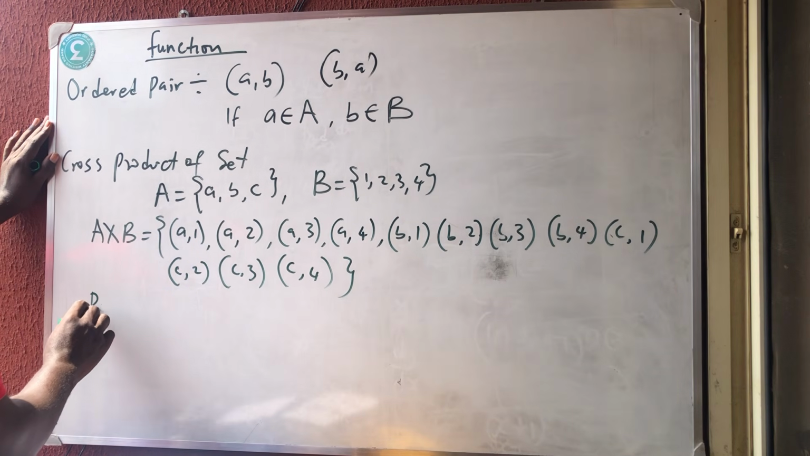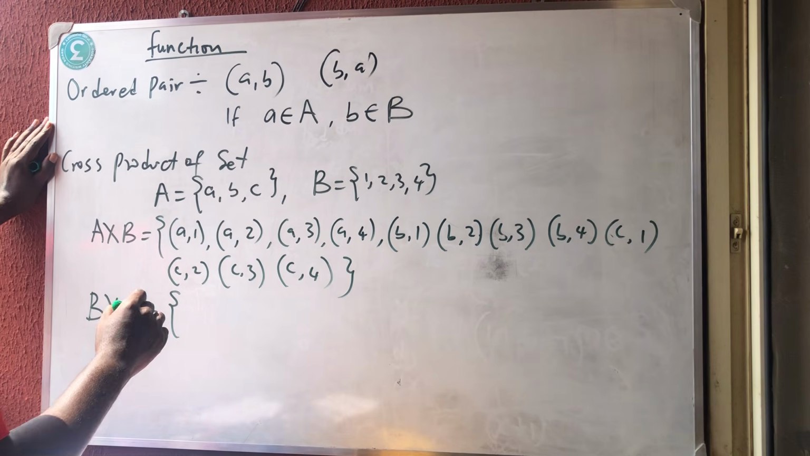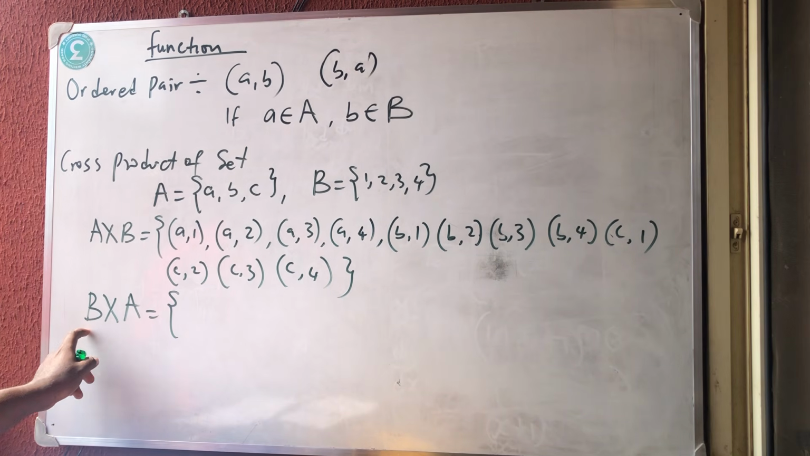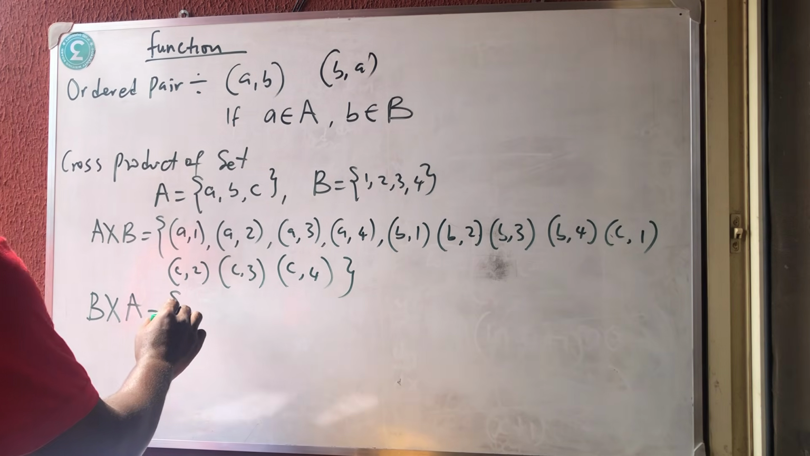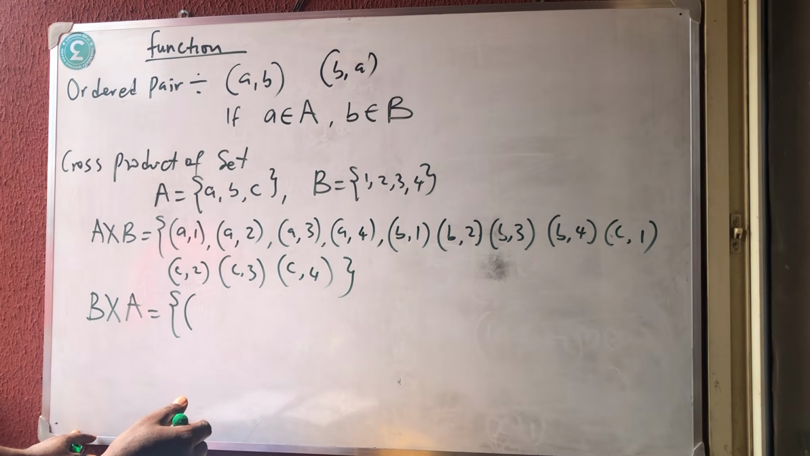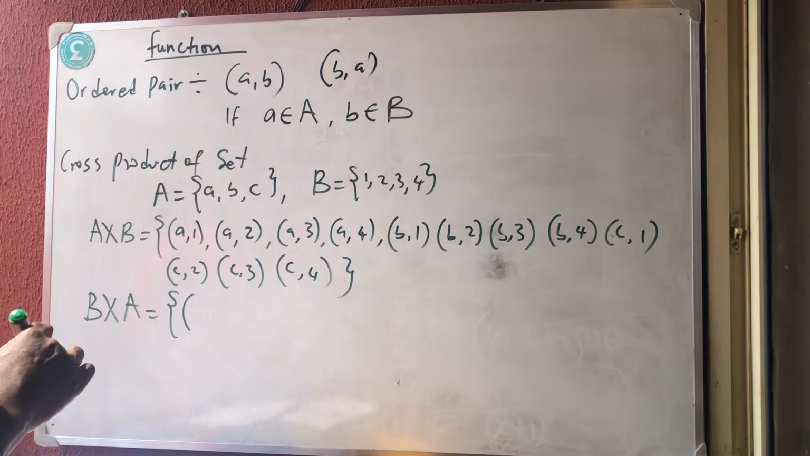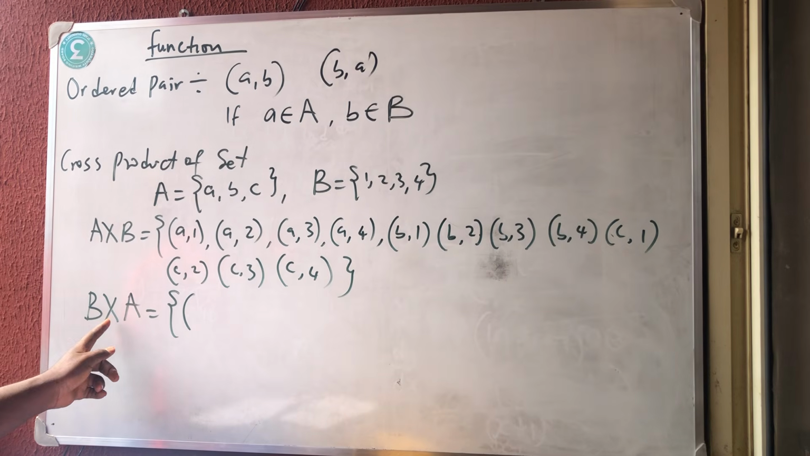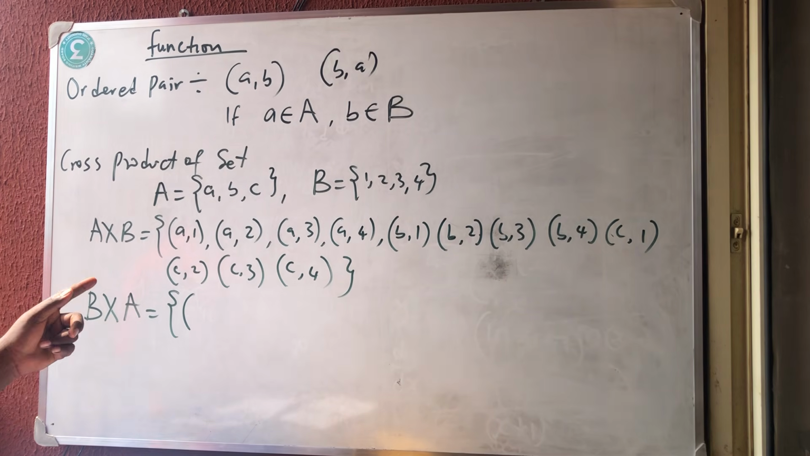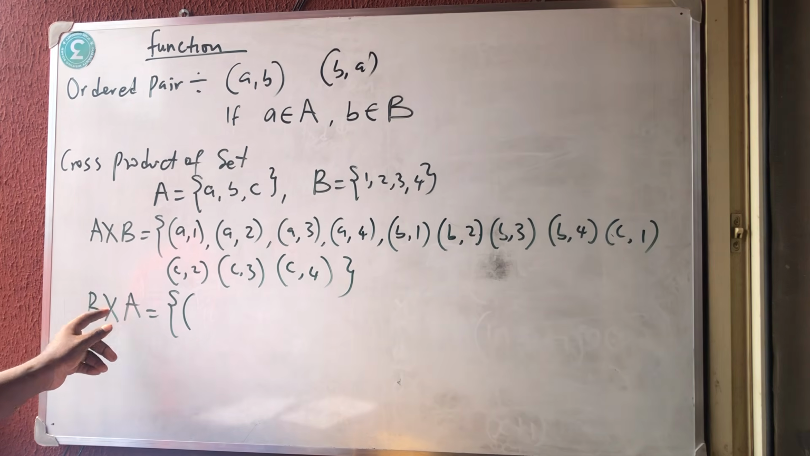But if it is B cross A, it means the first element I'm taking will come from B, while the second element comes from A. So it's as good as saying the inverse of the relation. The relationship between these two is called the cross, or we can call it the relation. The relation now is the cross.